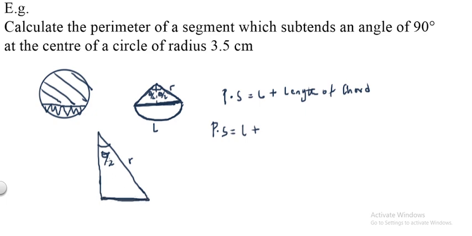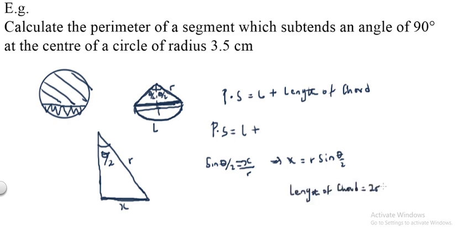We can use sine to find it. If we call this x, this will be sine of theta over 2. The angle here is theta over 2, which is equal to opposite, which is x, over r. This would imply that x is equal to r sine theta over 2. Remember, what we just got is half of this. To get the other half, we need to multiply this by 2, right? So the length of the chord will be equal to 2r sine theta over 2.